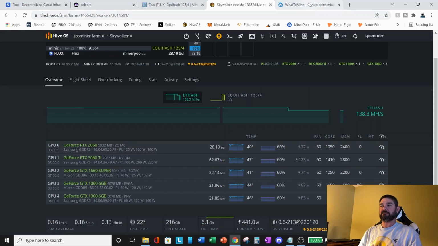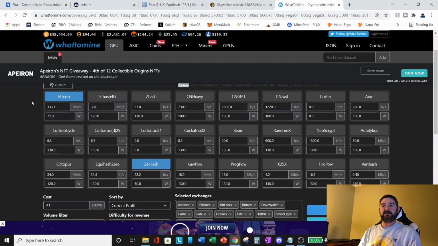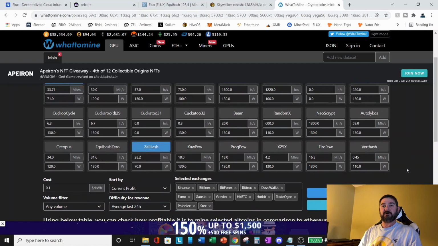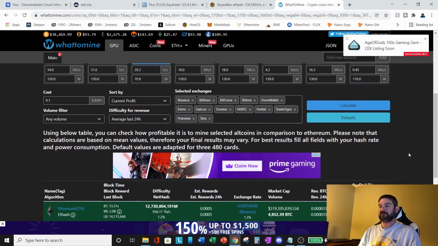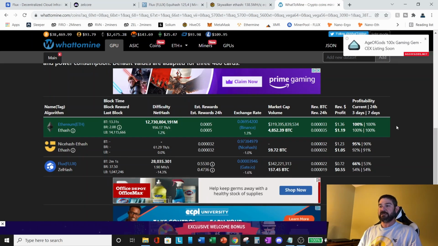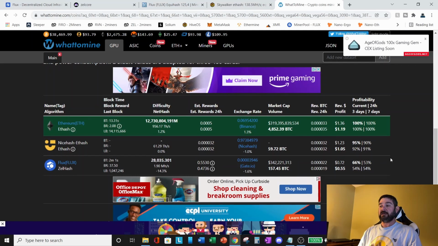So we're going to hop over to What To Mine, punch in some numbers, and do a comparison. I put in the hash rate that I'm getting on Ethereum: 33.71 mega hash at 71 watts in Ethereum, and we're getting 28.2 solutions per second at 70 watts on Flux. Let's hit calculate. For reference, the current price of Ethereum is $2,675, and as we mentioned, the price of Flux is currently $1.53. I'm using a 10 cent electricity rate, and what we see here is a daily profit after electric costs of $1.19 on Ethereum and only 55 cents per day after electricity on Flux.